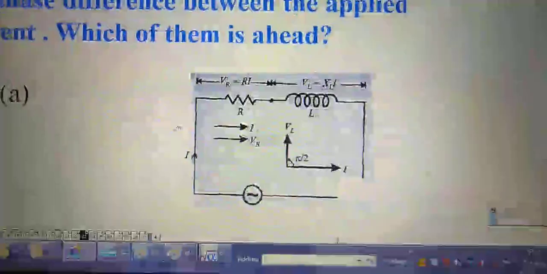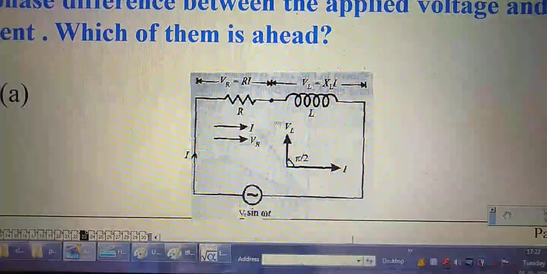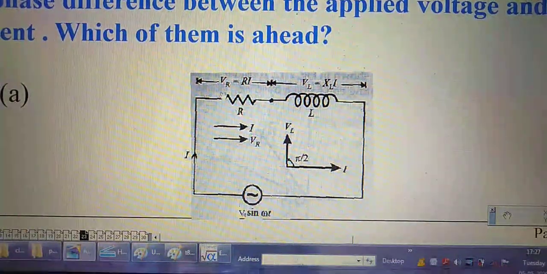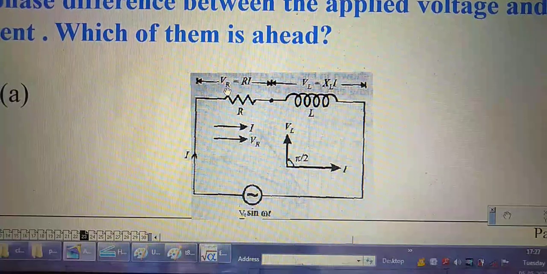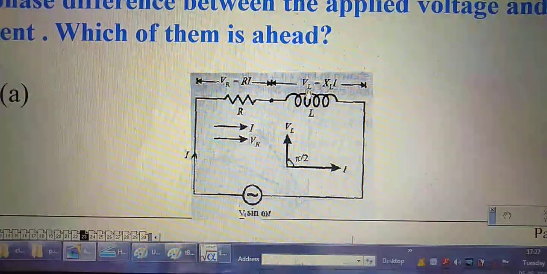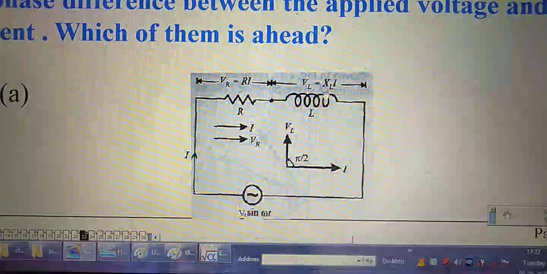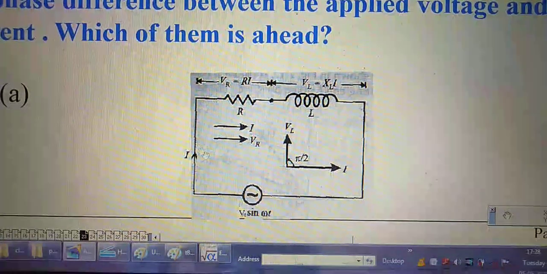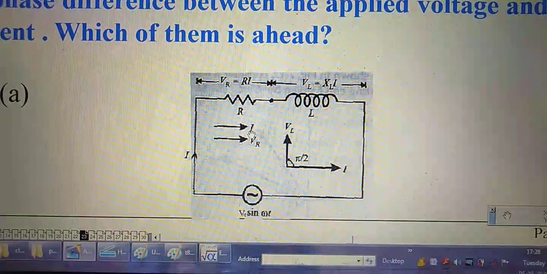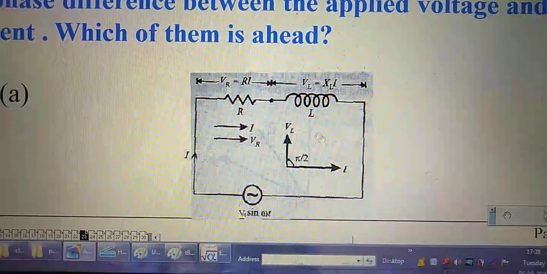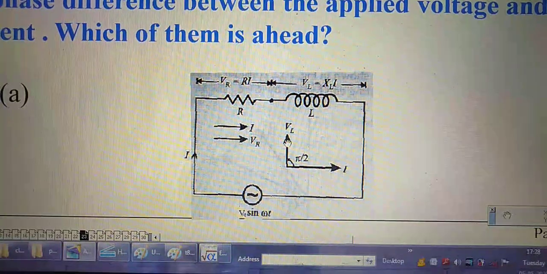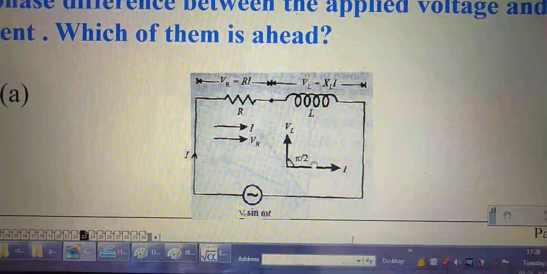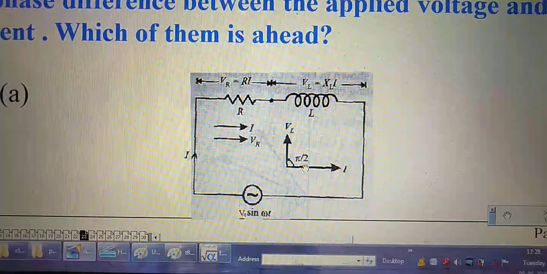So this is the circuit diagram when R and L are in series. Across R, the voltage drop will be VR equal to Ri, and in case of the inductor, VL equal to XL i, where XL is the inductive reactance. In case of R, voltage and current have no phase difference, and in case of the inductor, voltage is ahead of current with a phase difference of pi by 2, that is 90 degrees.